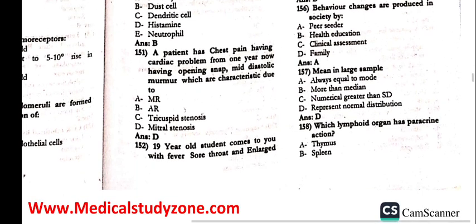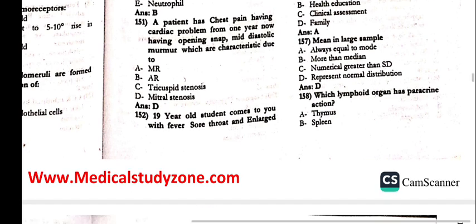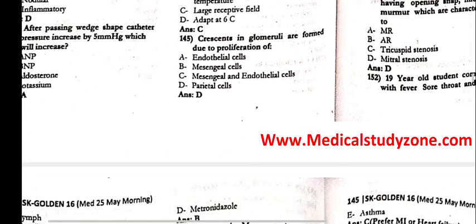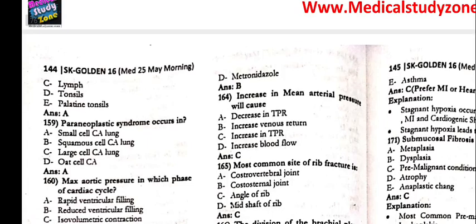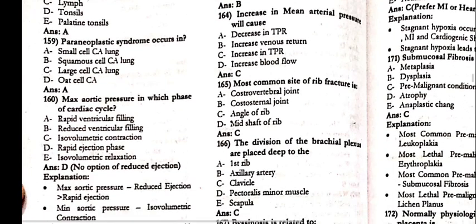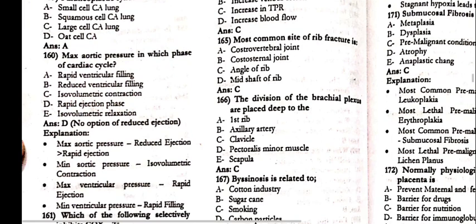The mean in the large sample represents the normal distribution. Which lymphoid organ has the paracrine action? That is definitely the thymus. Next, paraneoplastic syndrome occurs in the small cell carcinoma of the lung. The max aortic pressure is in which phase of the cardiac cycle? That is rapid ejection phase.